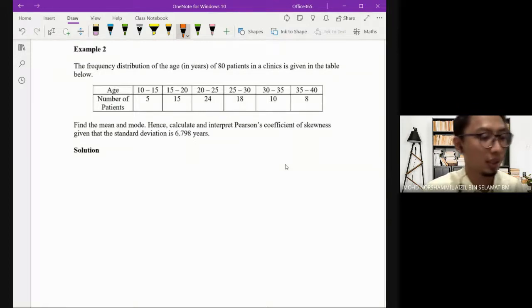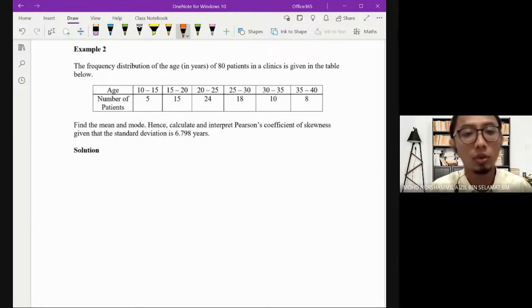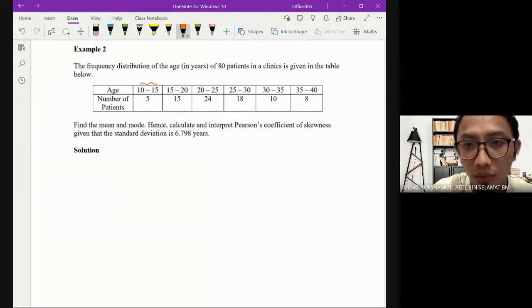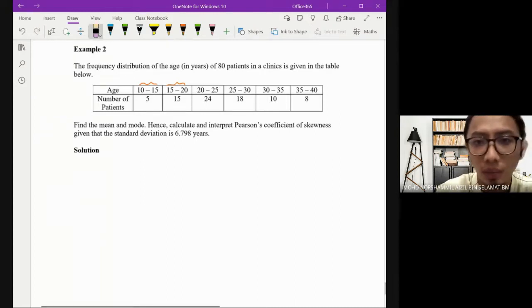Okay, so now we are dealing with what kind of data? Group data. Guys, you jangan tengok table terus group tau. Be careful. You need to make sure you have table and then you have interval. Interval means that 10 to 15, 15 to 20. Dia ada interval. So interval baru group. Otherwise dia tak semestinya table to group tau. Be careful.